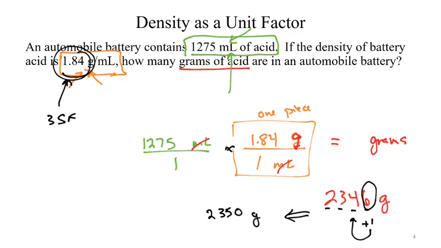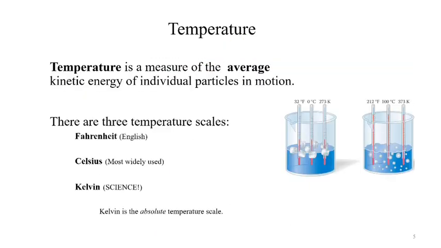2,350 grams. Note, no decimal point, which means that this 0 is acting as a placeholder and not as a significant digit. If we want to be extra clear, we could convert this to scientific notation: 1, 2, 3, so 2.35 times 10 to the positive 3 grams, positive 3 because we're at a number larger than 1. And that's how we could use density as a unit factor as well. Yippee! With that, we move into a different topic, so I'm going to stop this recording.